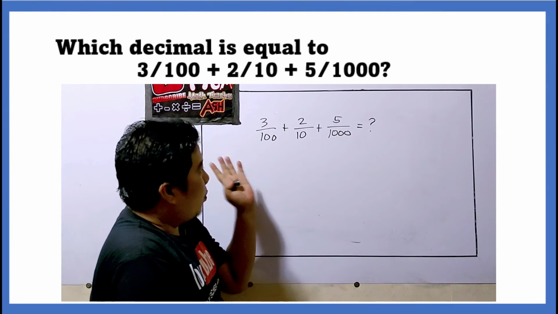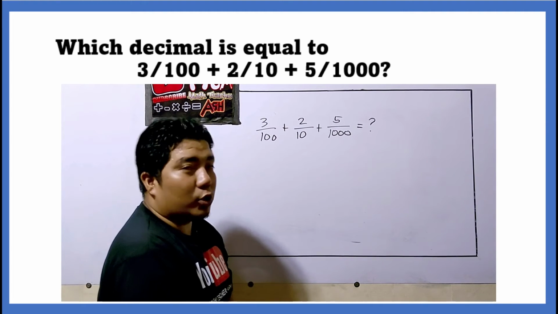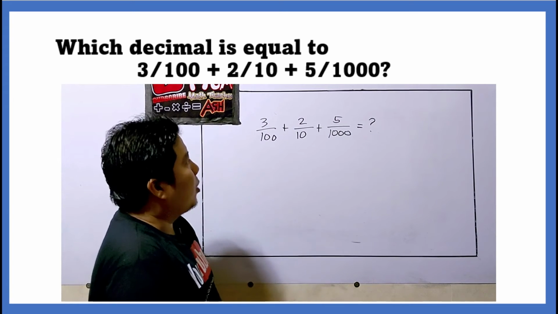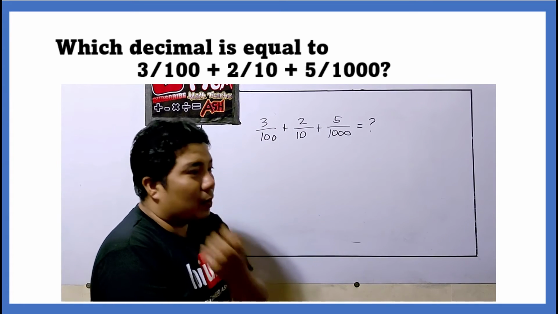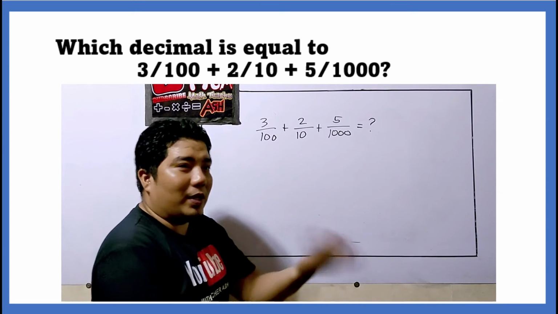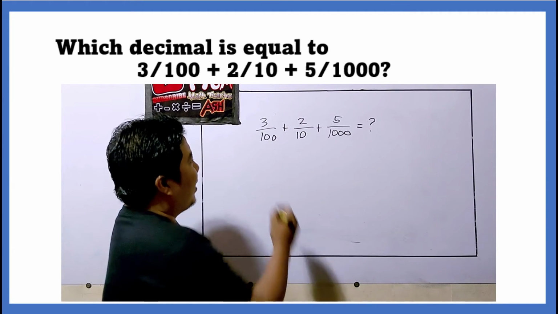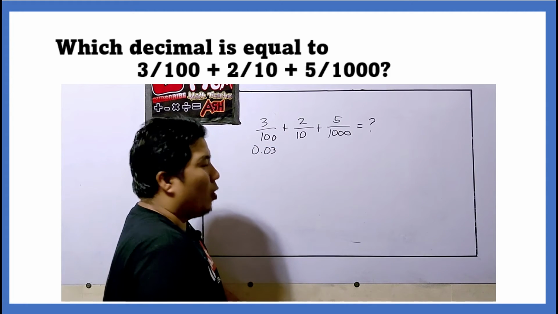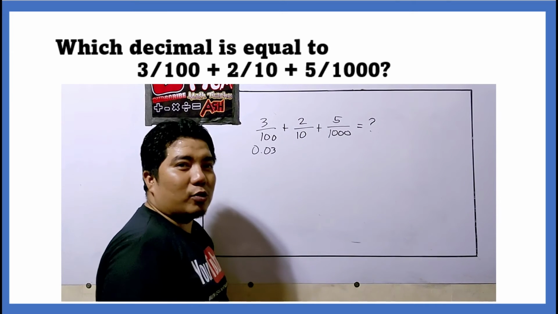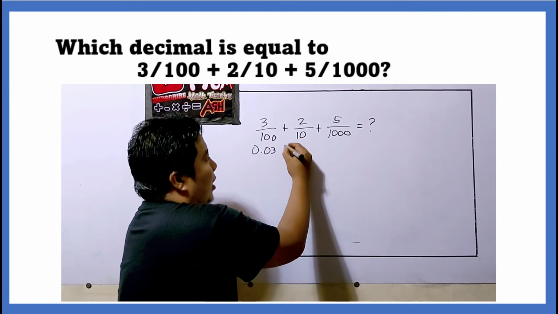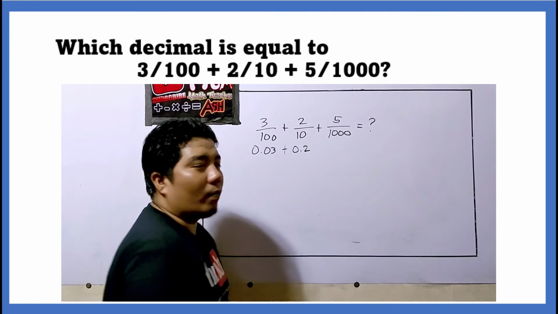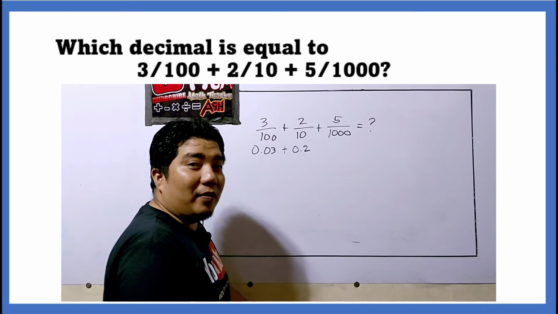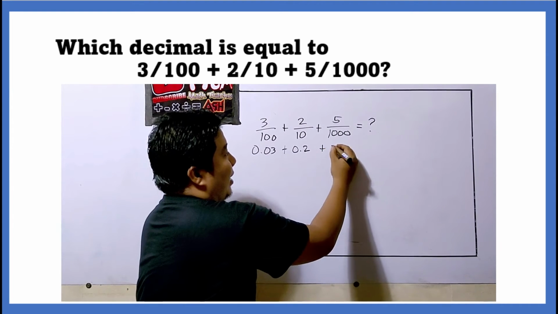Okay, math learners, we have here fractions, 3 over 100 plus 2 over 10 plus 5 over 1,000. What is the result in decimal? If this is the case, you can convert each given fraction into a decimal. 3 over 100 means 0.03, or 3 hundredths, with the place value. This is 2 over 10, so that means 2 tenths, which you can convert into 0.2. And 5 over 1,000 is 5 thousandths, and that is written in this way.